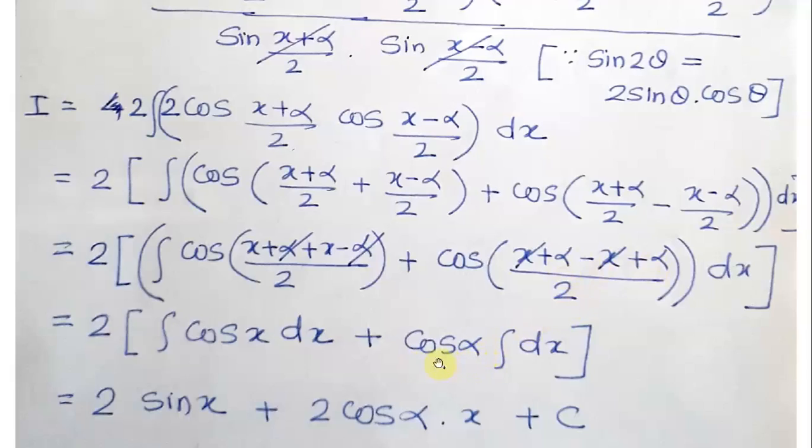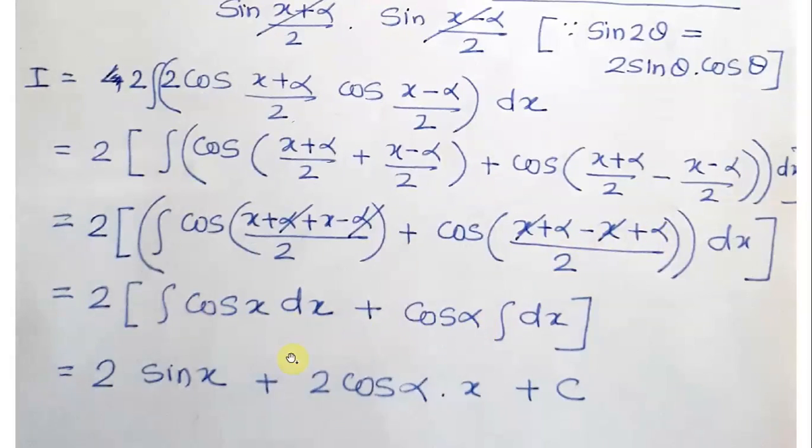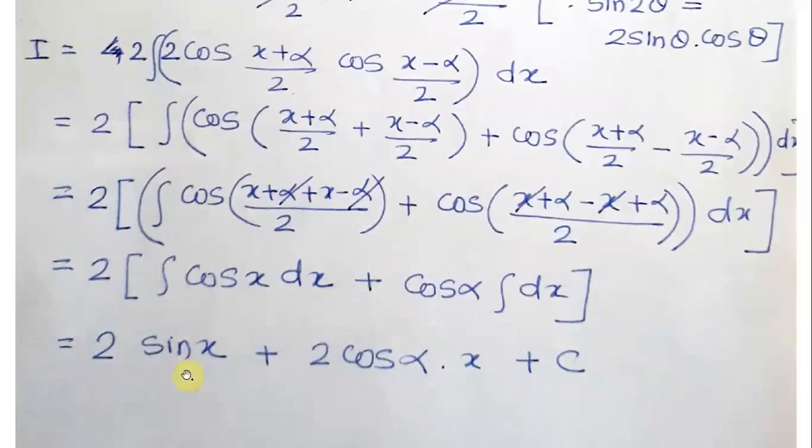Cos alpha is constant, so I am keeping it outside the integration. Remember, it is constant because it does not contain the variable, while this cos x I am keeping as it is. Okay, now integration of cos x will become sin x. And 2 I am writing along with them, and cos alpha is coming as it is, 2 I am multiplying in cos alpha, and integration of dx will become x. So this is my answer to the given question.